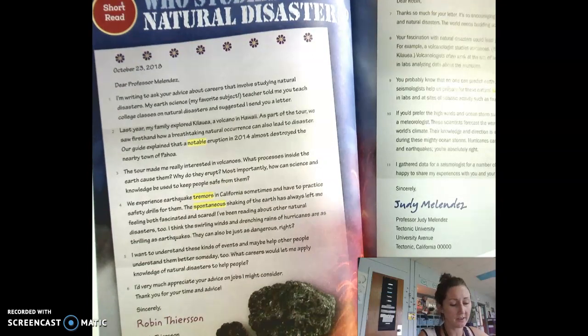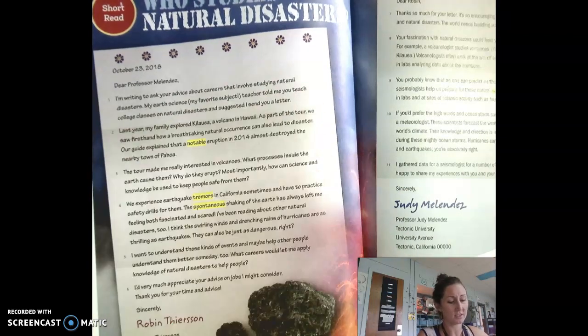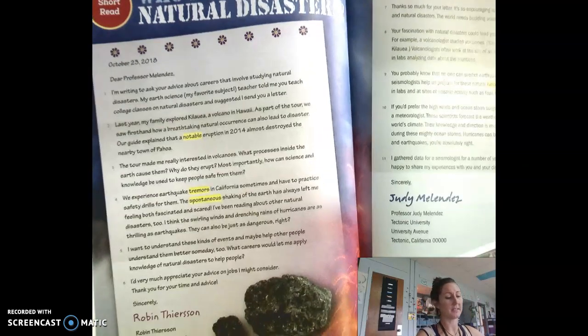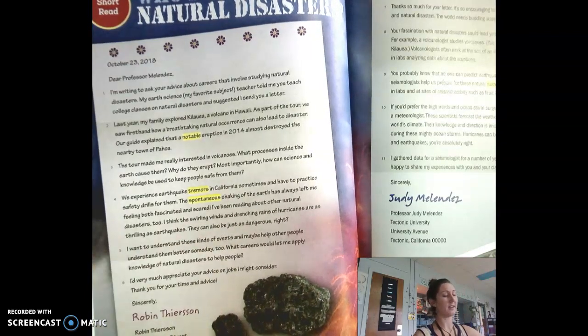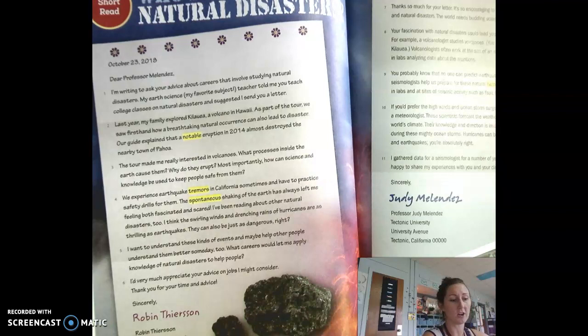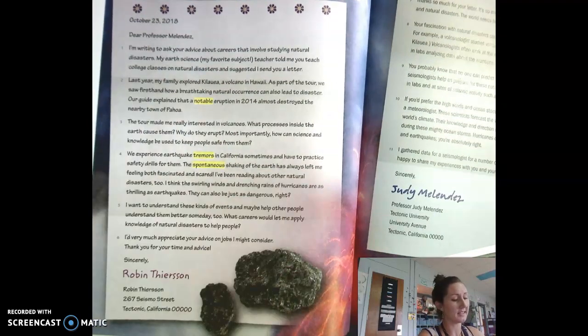We need to make sure that whenever we're looking at letters, we know that letters have headings. They're written to certain people. There's a greeting, and then there's a closing piece at the end. I want you to pay special close attention to the different words that this person uses to describe their experience with earthquakes, because that's what this is going to be about. Then we'll move to the other side and talk about the response letter and the author's craft in that. It starts out with, let me make sure it's lined up here, October 23rd, 2018.